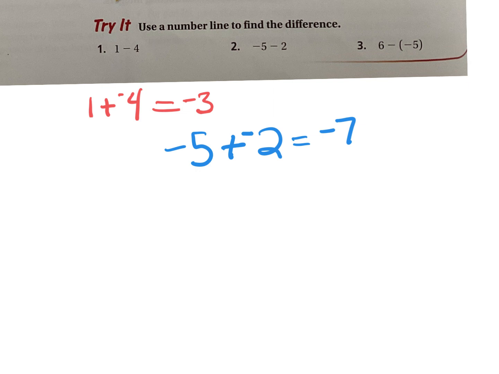All right, let's look at the third one. It's a positive 6 minus a negative 5. Here too is where I want to add the opposite. So instead of subtracting, I'm going to add, and the opposite of negative 5 is positive 5. So now it's 6 plus 5, which equals 11. All right, that's all you got to do.